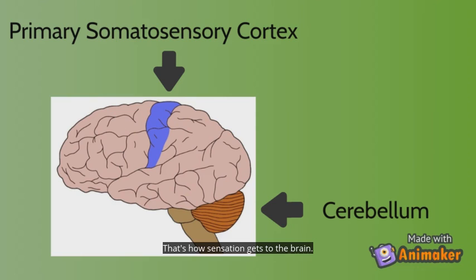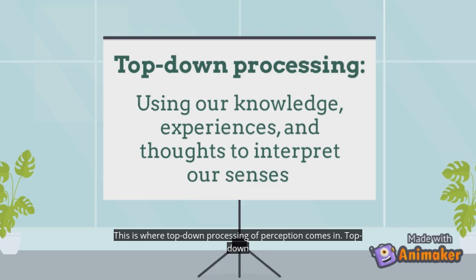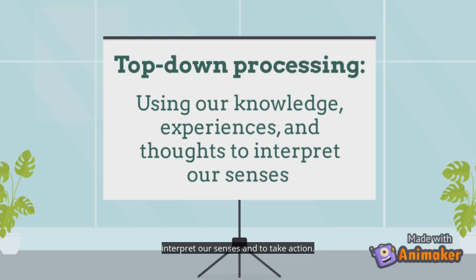That's how sensation gets to the brain, but how do we make sense of it all? This is where top-down processing of perception comes in. Top-down processing allows us to use our knowledge, experience, and thoughts to interpret our senses and to take action.